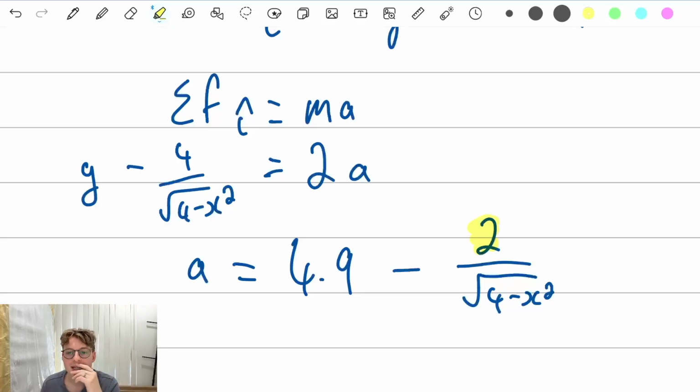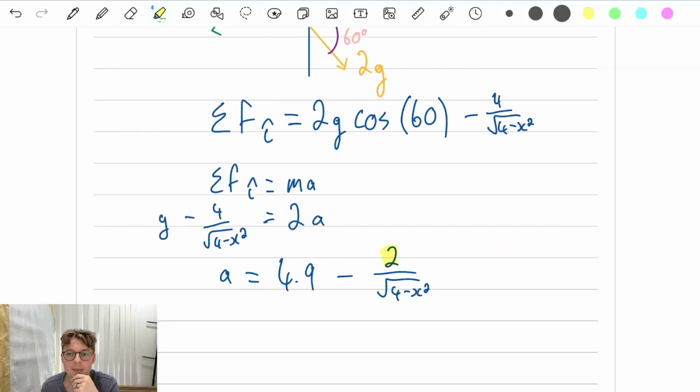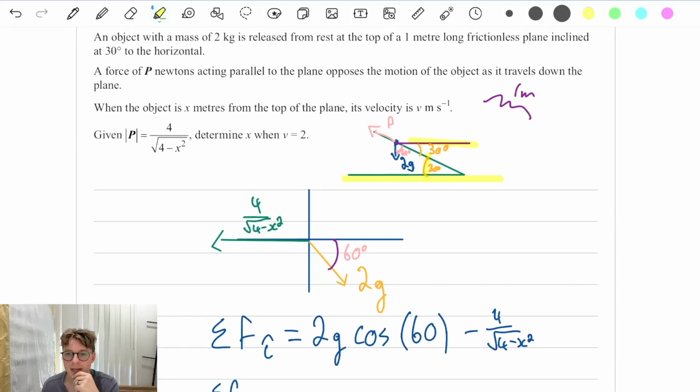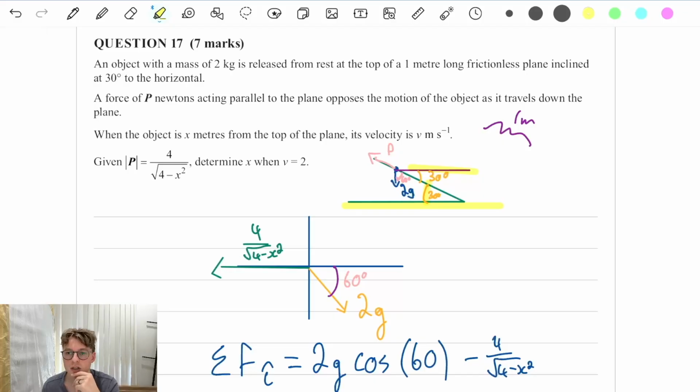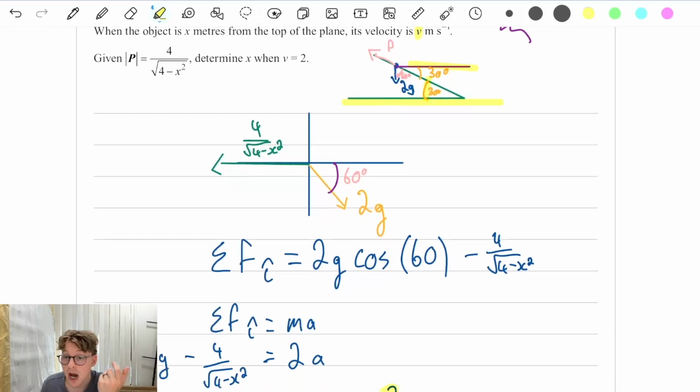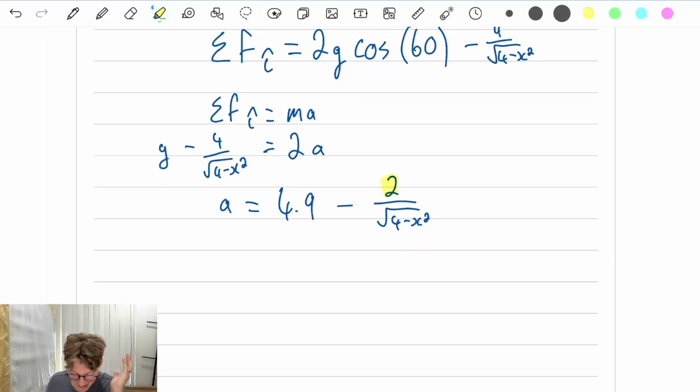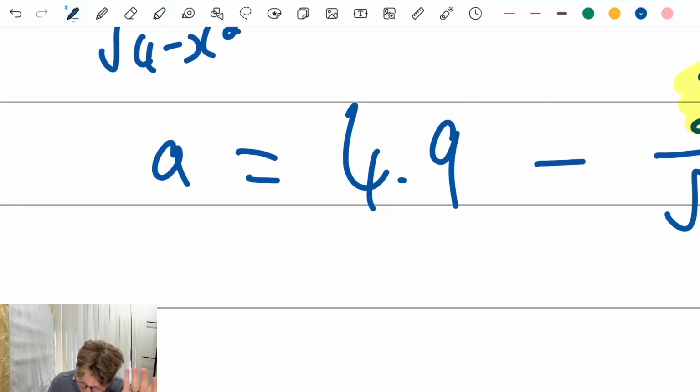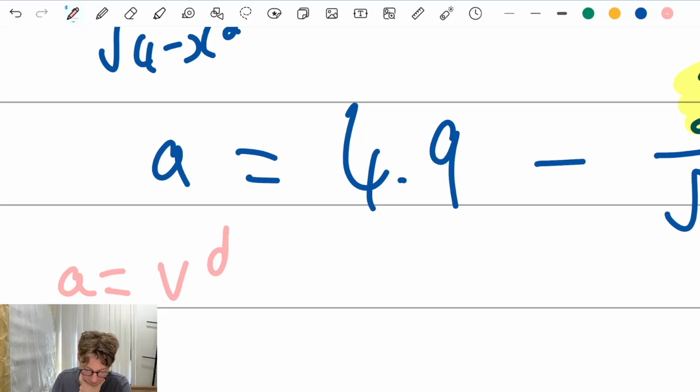I can now start to consider an expression for my acceleration. Nowhere in my question does it mention acceleration. It does not seem to care at all about a. What we do care about is velocity v, okay? Is there a way I can make acceleration in terms of v? The answer is yes. I can say, and this is on the formula sheet too, that well, my acceleration, a, I'll put this in pink so we know the rule, is equal to my velocity multiplied by dv dx.